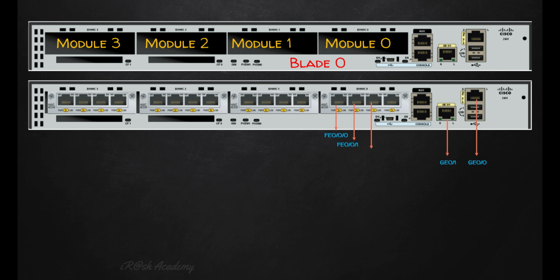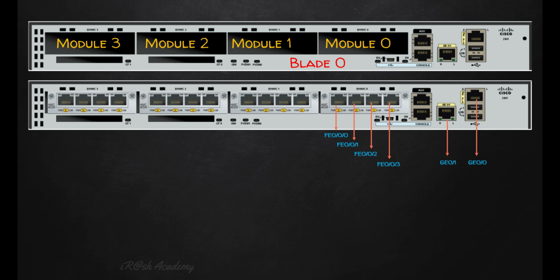In this way, the second interface will be numbered FE0/0/1. Then the third one will be FE0/0/2 and the fourth one will be FE0/0/3. If you see the last digit, it indicates the interface number, as you can see here: 0, 1, 2 and 3. The middle one indicates the module number. You can see it stays as module 0. And the first one indicates the blade number. We have only one blade here, so it is 0 for every module.